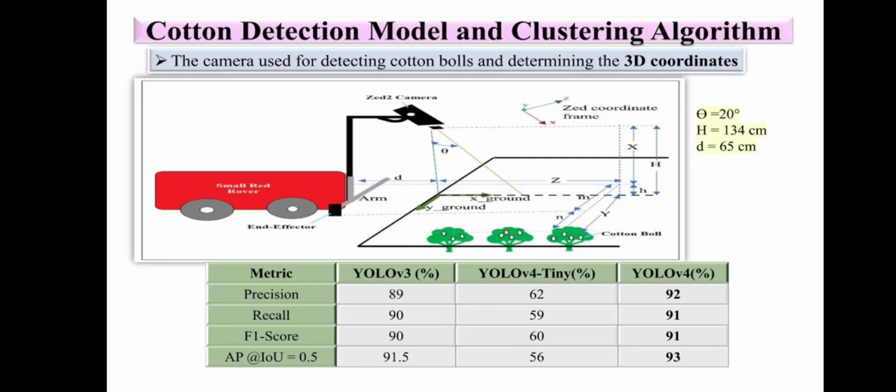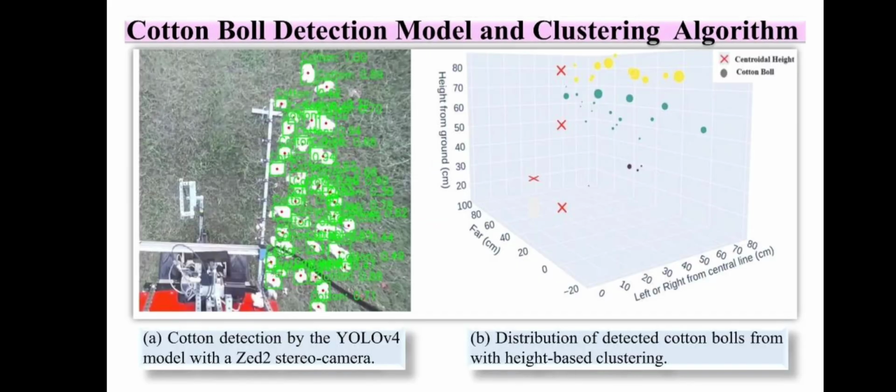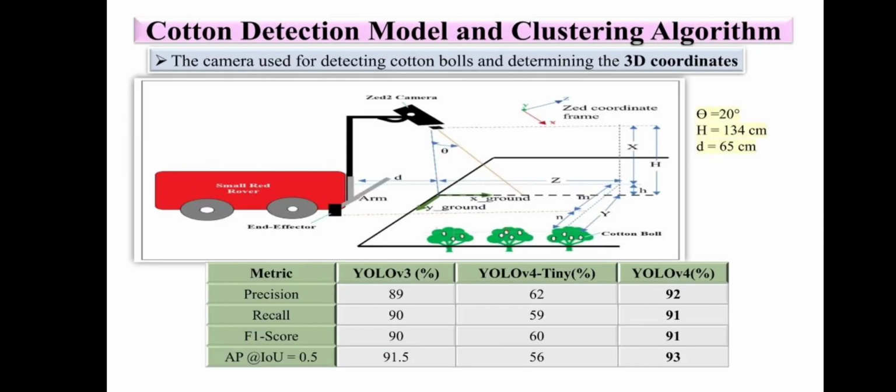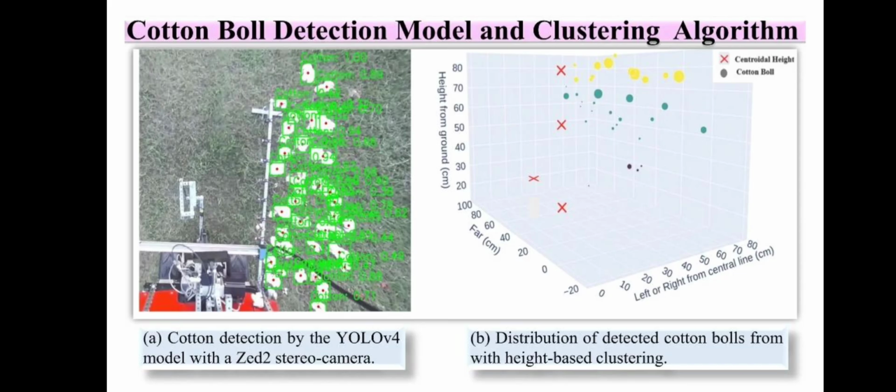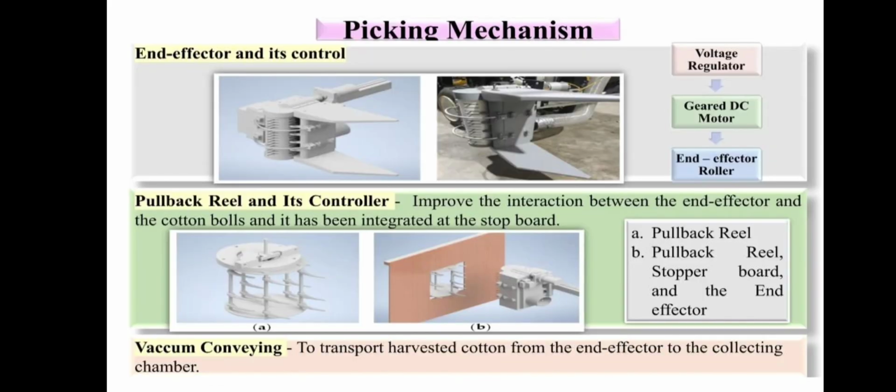Cotton detection model and clustering algorithm, which we have seen earlier. The camera is used for detecting cotton balls and determining 3D coordinates, where the YOLO versions, YOLO V3 and YOLO V4, are basically taken into consideration. Cotton ball detection model and clustering algorithm. So cotton detection is done by the YOLO V4 model with ZED 2 stereo camera, and the second thing is distribution of detected cotton balls with height based clustering.